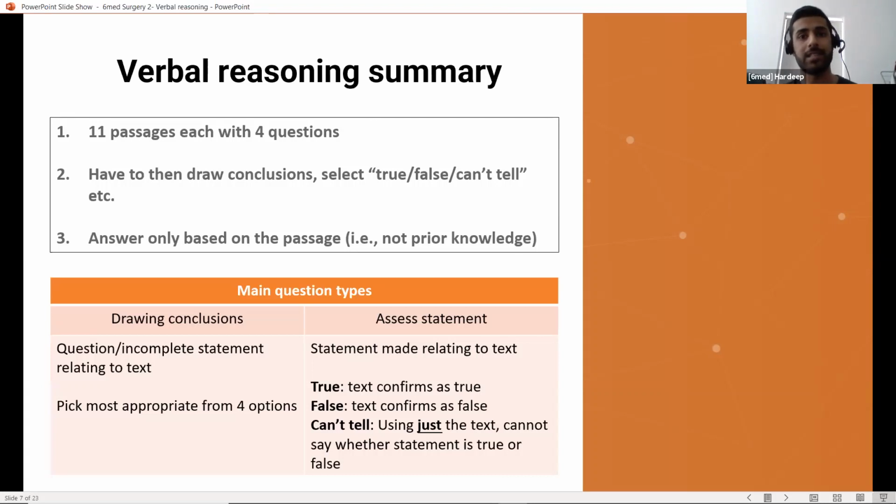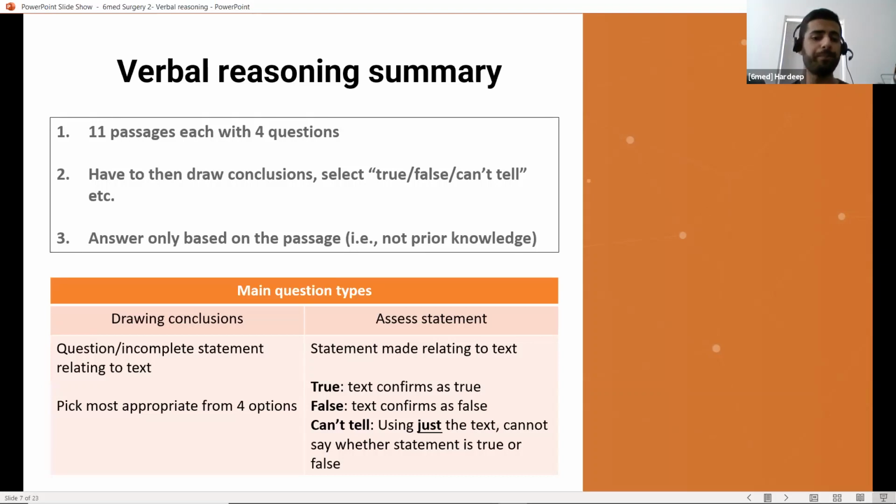But if the passage says an apple is not a fruit, and the question said, true or false or can't tell, an apple is a fruit, you would have to answer based on the passage and not on your own knowledge. And so true means the text itself states somewhere that that statement is true. False means in the passage somewhere it is stated clearly that that statement is false. And can't tell is when there's nothing in the passage that says definitively whether something is true or false. So it's not based on your own knowledge.